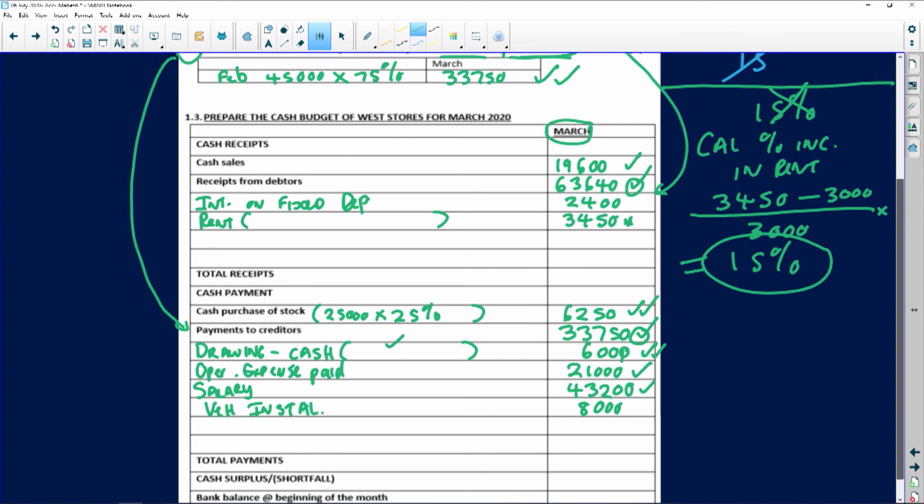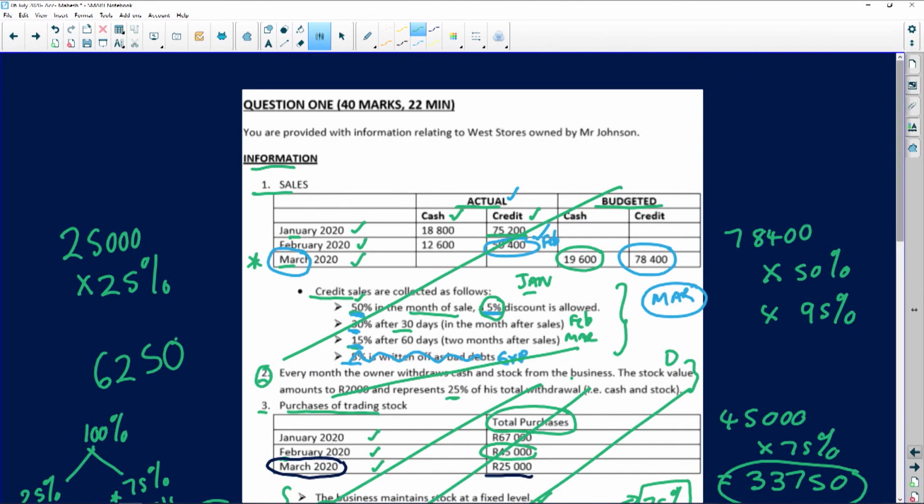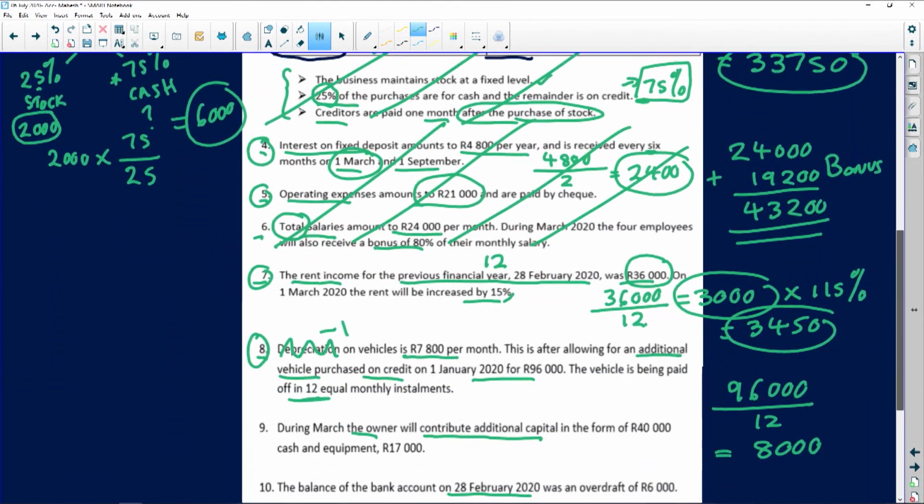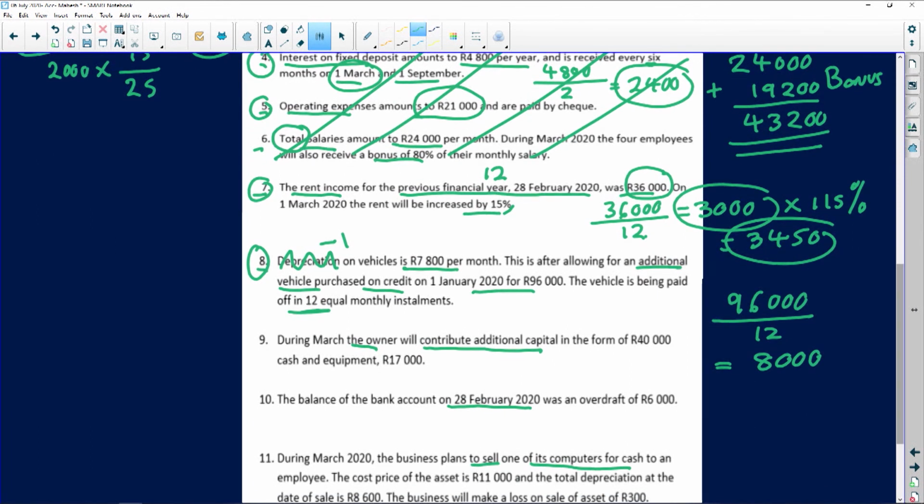Right, that shouldn't have been too difficult. Let's see if we can do one final transaction, and then I don't think we're going to have time to do the rest of the questions. So information number 9, during March, the owner will contribute additional capital in the form of 40,000 cash and equipment to the value of 17,000.